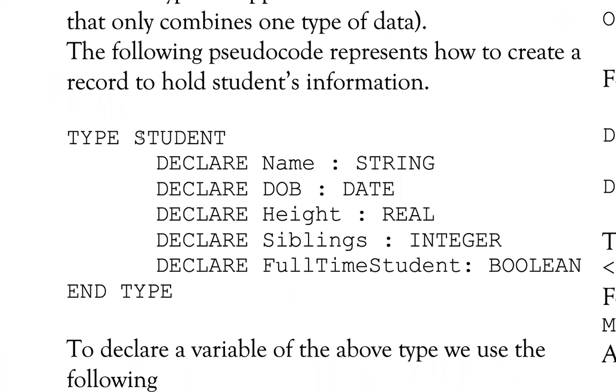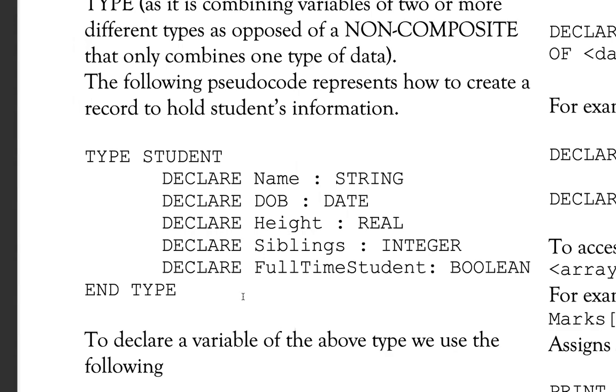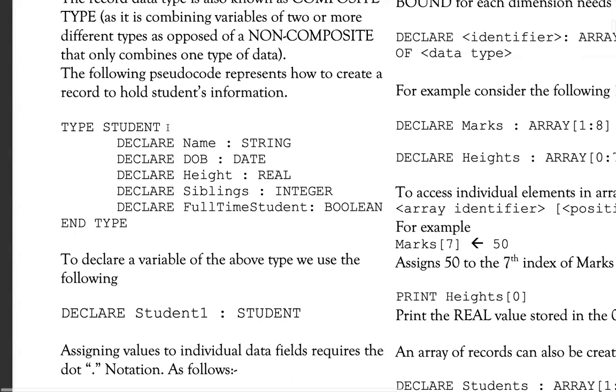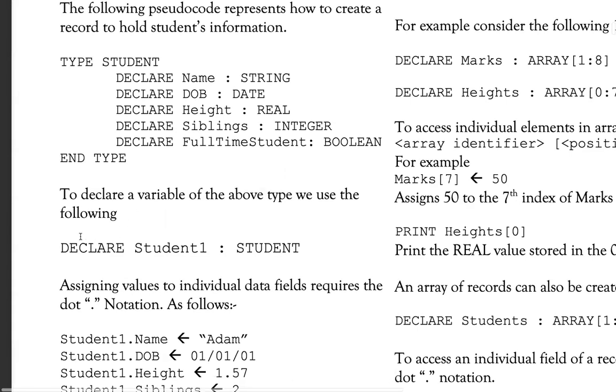We write type followed by the name of the data type I want to create, that is student, and I will enclose the different fields and their data types that it's supposed to hold. So a student record data type will have 5 different fields. Each field: name will be of type string, date of birth of type date, height real, siblings teacher, and full-time student Boolean. So each variable which is declared of type student will have these 5 fields in it of these specific data types.